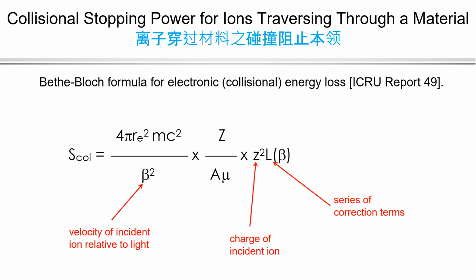This equation is the Bethe-Bloch formula for electronic energy loss. The main factors are the velocity of the incident ion relative to the speed of light, written as beta, and the charge of the incident ion, written as a lowercase z. There are also a series of correction terms that are put together in the term L.